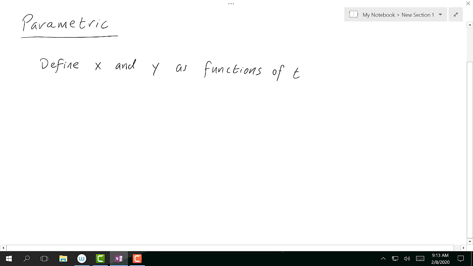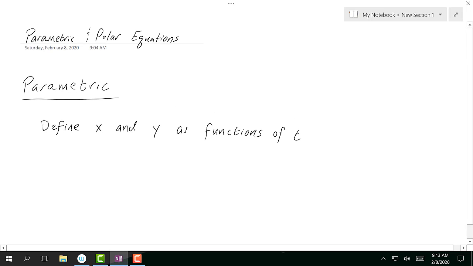And so for parametric equations, we're going to define x and y as functions, or in terms of, t. We can typically think of t as time. So let's go ahead and look at a quick example. And actually first, let's just write what exactly this means. This means that what we have is x of t and y of t, like so.